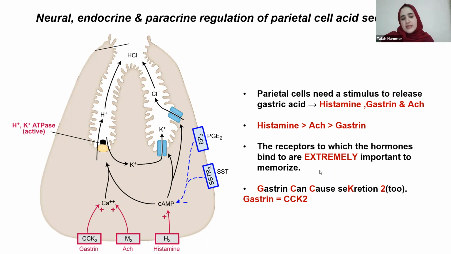And then what happens is that they will cause the release of calcium. But the thing is, calcium is not as strong as cyclic AMP. It will only act on one channel, which is the hydrogen potassium ATPase. So ACH will bind to M3, gastrin will bind to CCK2, and they will cause the release of calcium. So when calcium levels increase, they will not work on any other channel except the ATPase.